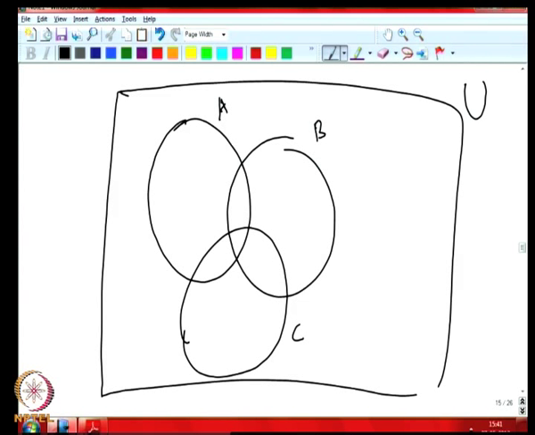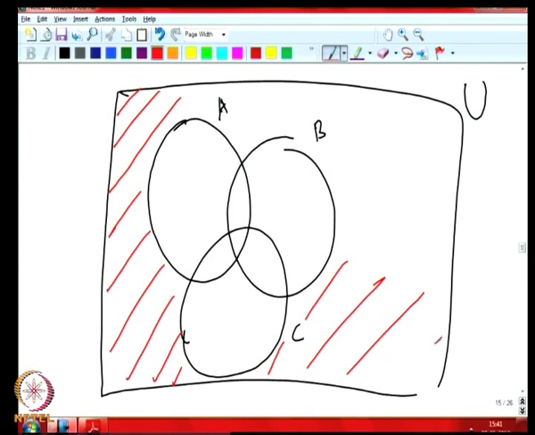So here intuitively I will argue that what we are interested in is this region, red region, right?